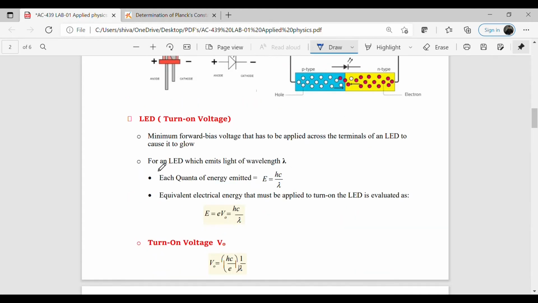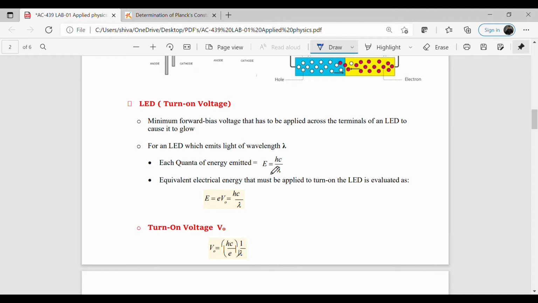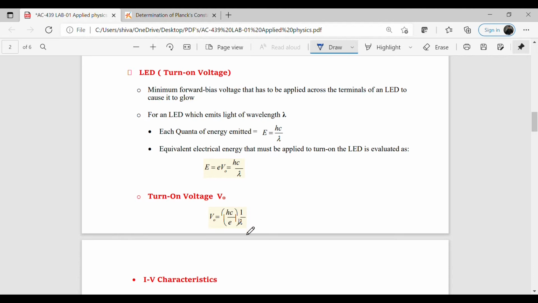So now let us consider that for an LED, some wavelength lambda is emitted by the LED. We all know that each quanta of energy is related by E = hc/λ. And also we know that the equivalent electrical energy that must be supplied to turn on the LED is evaluated as E = eV₀, where V₀ is nothing but the turn-on voltage of the LED. So both the energies can be compared to each other, and from this we can get a formula where we are relating V₀, that is the turn-on voltage of an LED, with the wavelength, the charge of the electron, the speed of light, and the universal Planck's constant.